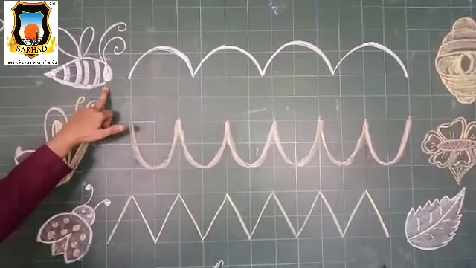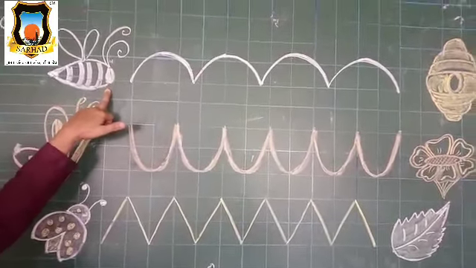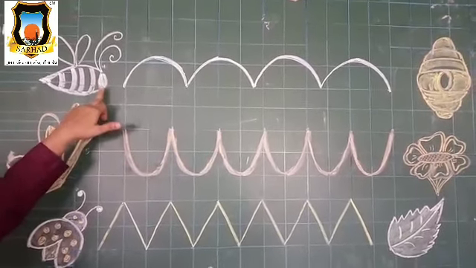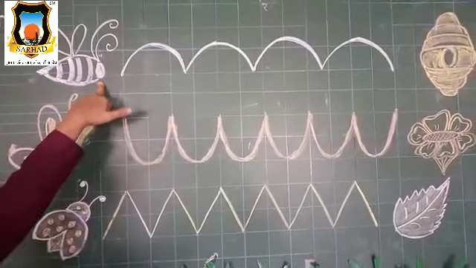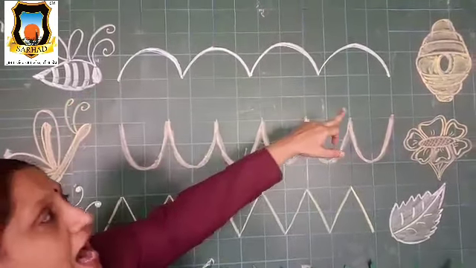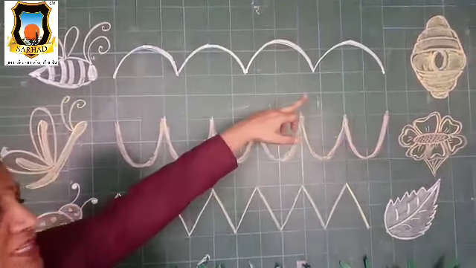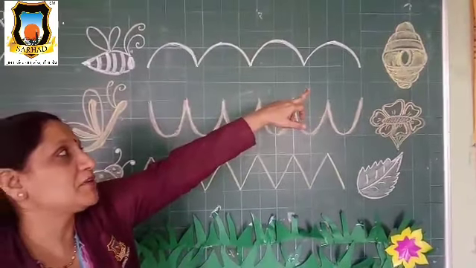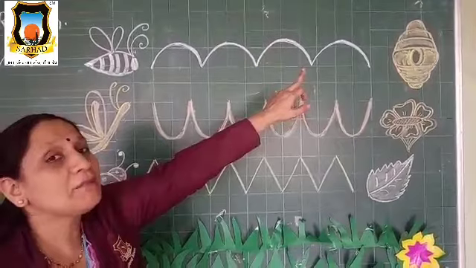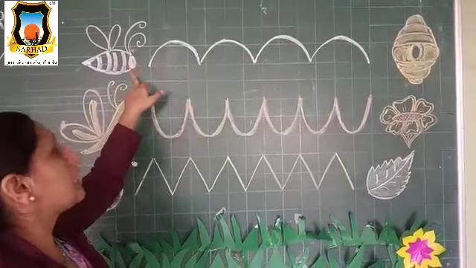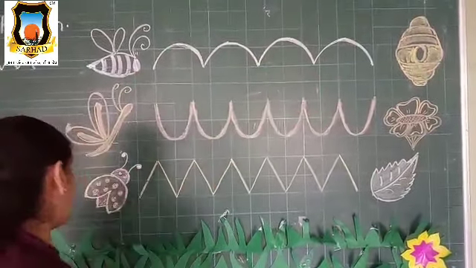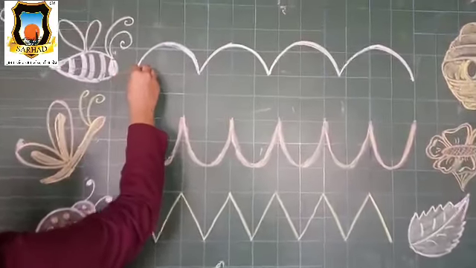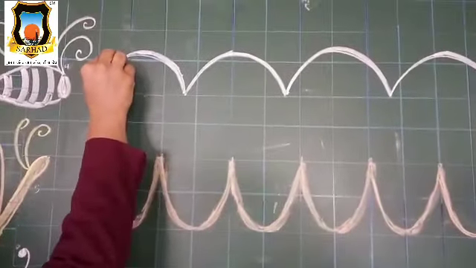See, what is this? This is a honeybee. And the honeybee wants to go in her house. What is her house called? Beehive. Very good. Her house is called beehive. So she wants to go in her house. Let's see how she went in her house.